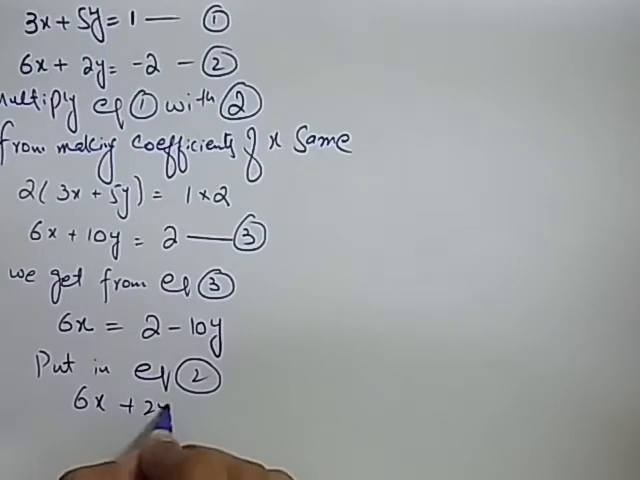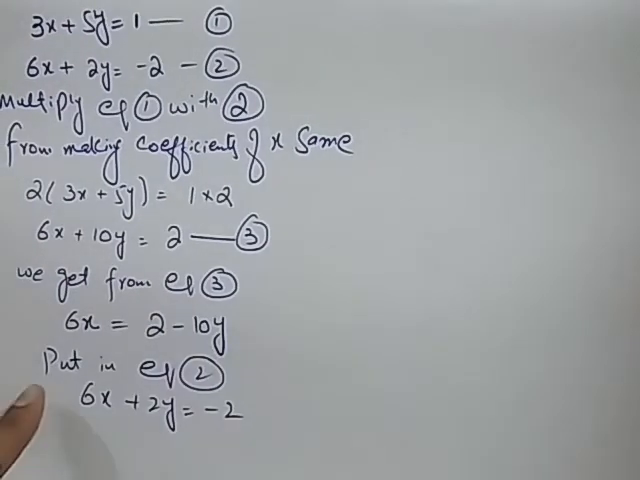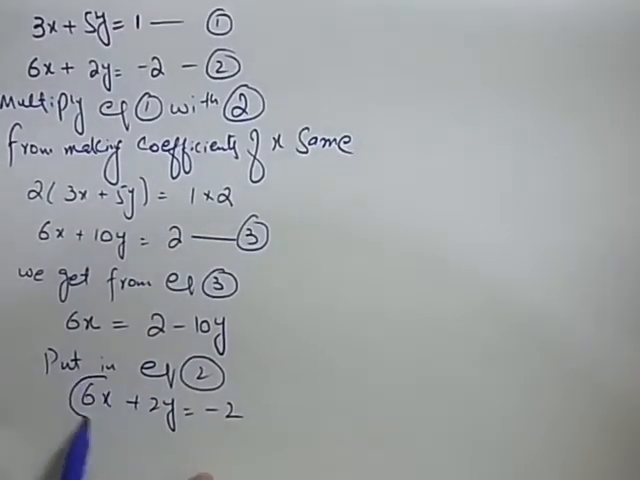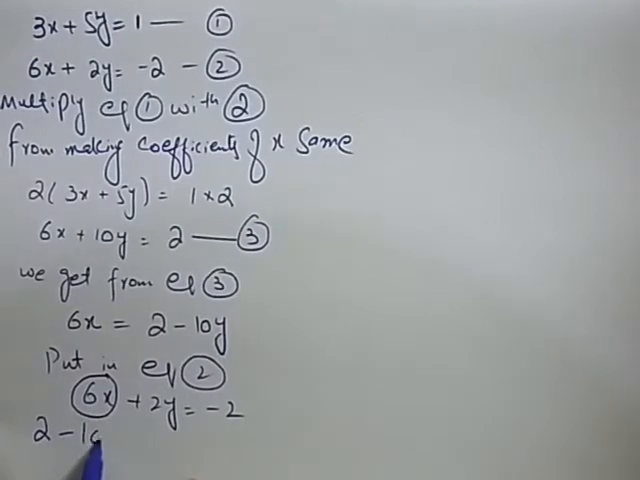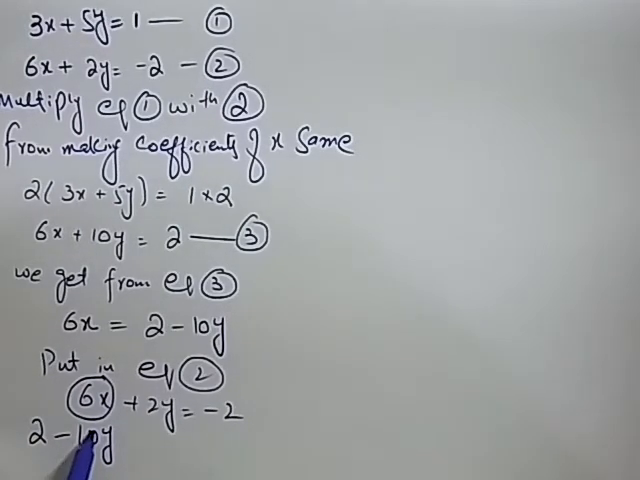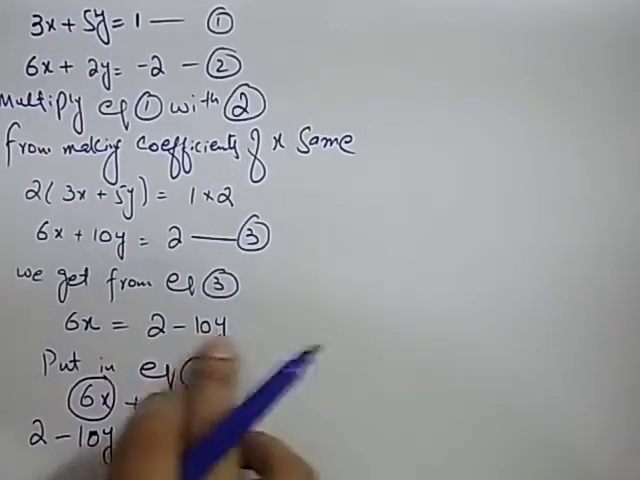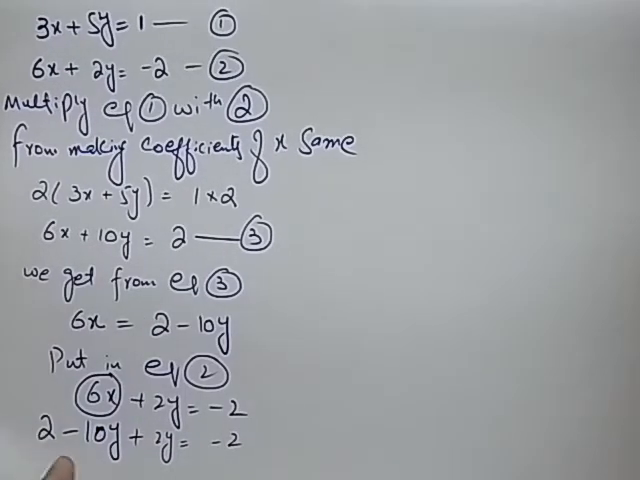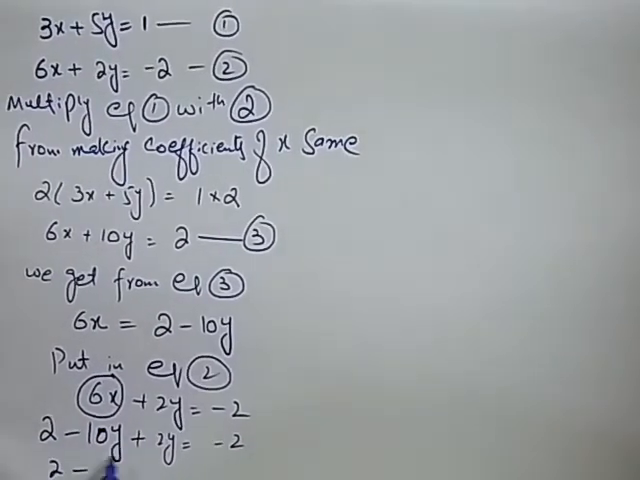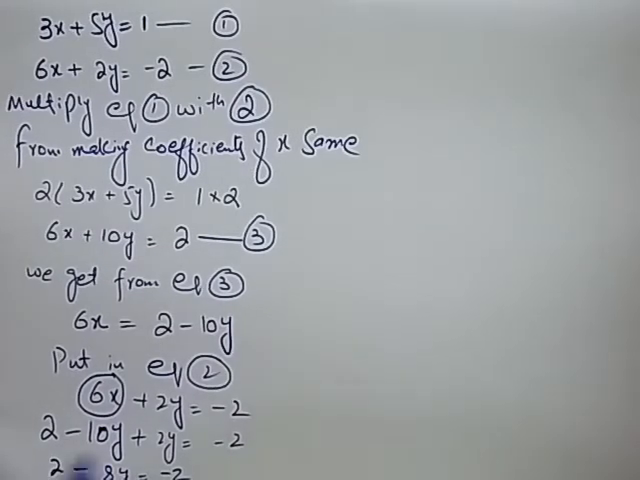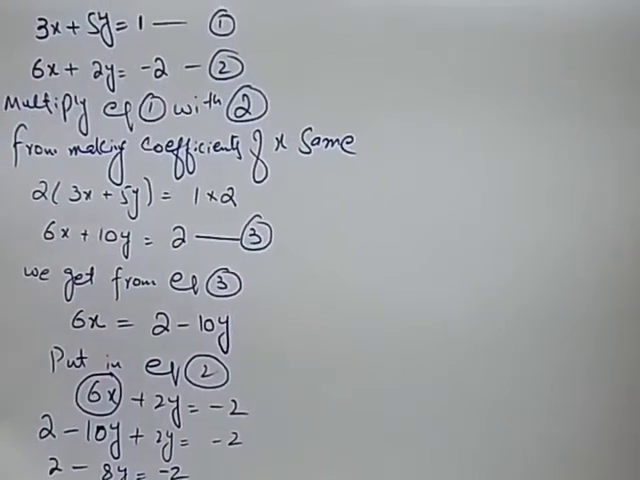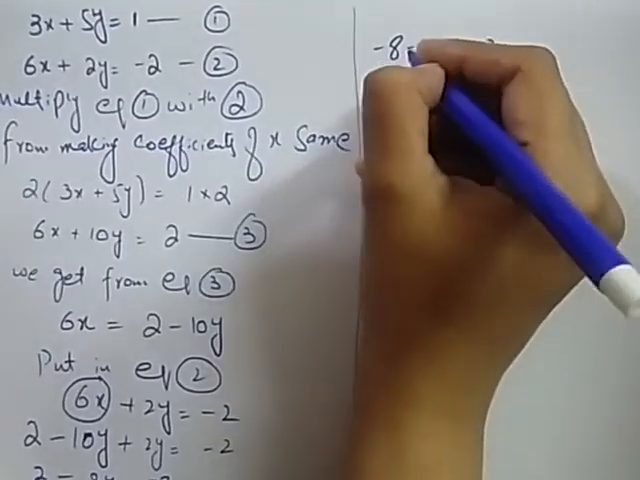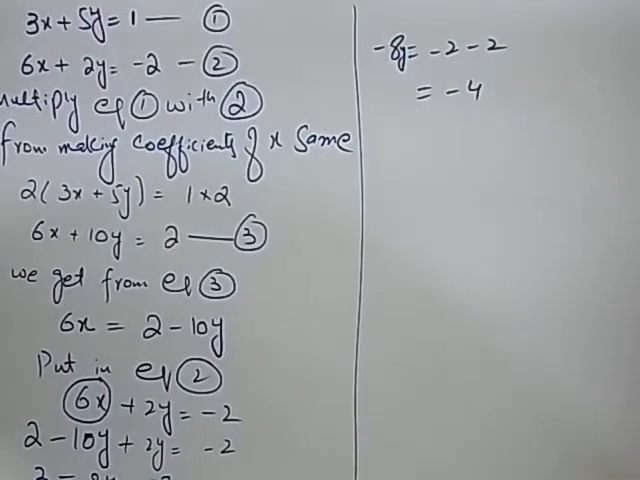That is 6x plus 2y is equal to minus 2. Now at the place of 6x, I have to put this value, 2 minus 10y. See that this 6x will be replaced with 2 minus 10y. Okay. Now I have substituted the value of 6x as 2 minus 10y. The rest of the values will remain the same. Now these are the same kind of variables. 2 minus 8y is equal to minus 2. This minus 2 will also be shifted to the other side. So minus 8y is equal to minus 2 minus 2. The answer is minus 4.